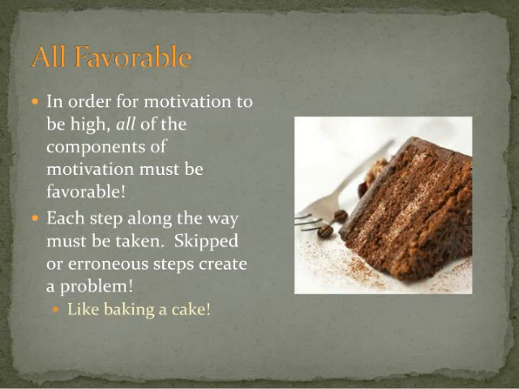Say you forgot an essential ingredient like baking powder. Your cake wouldn't rise, and you wouldn't have much of a cake. Say you forgot to heat the oven. Your cake wouldn't cook. Or say you left the cake in the oven too long. Your cake would burn. So you see, all of the steps in cake baking must be followed accurately and favorably. Similarly, all of the components that relate to motivation must be favorably connected in order for motivation to exist.